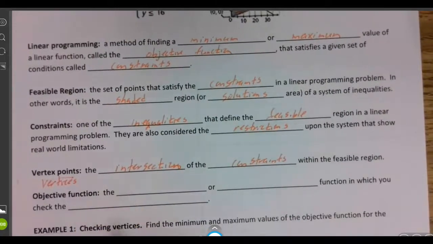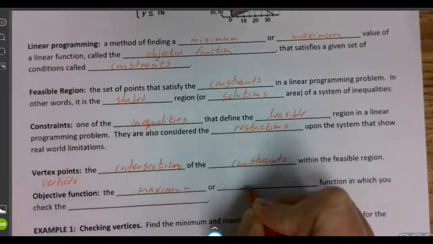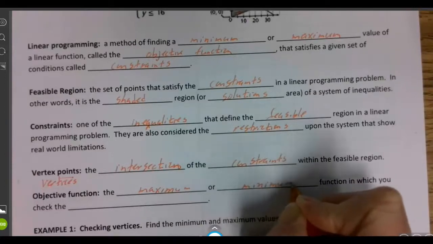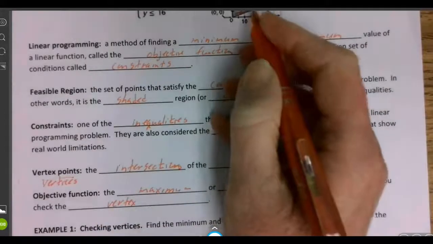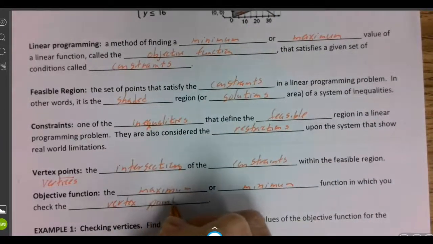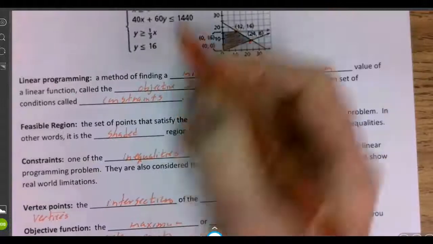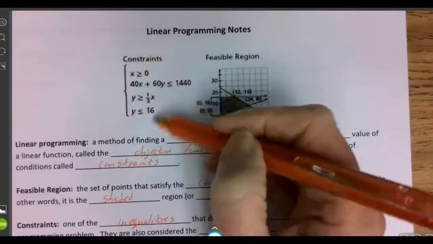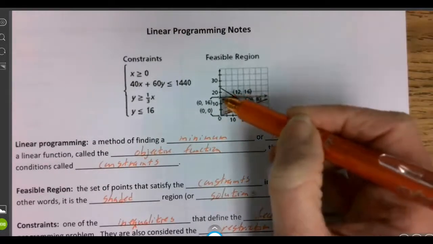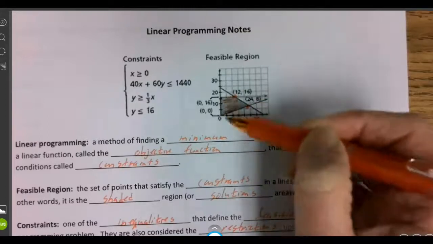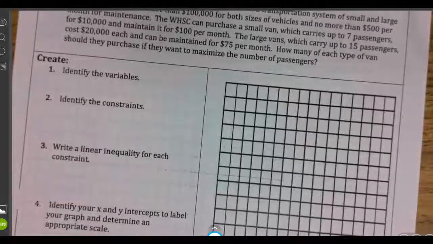The objective function is the maximum or minimum function in which you could check the vertex points. So after we get done finding the feasible area, we're going to take the intersection points. Like if I look at this problem, I'm going to take that intersection point and this intersection point. These are the constraints. And then we take these points, these intersections, these vertices, and we plug them into that objective function at the end. Okay, so now let's go to that page so we can see where we actually use it.